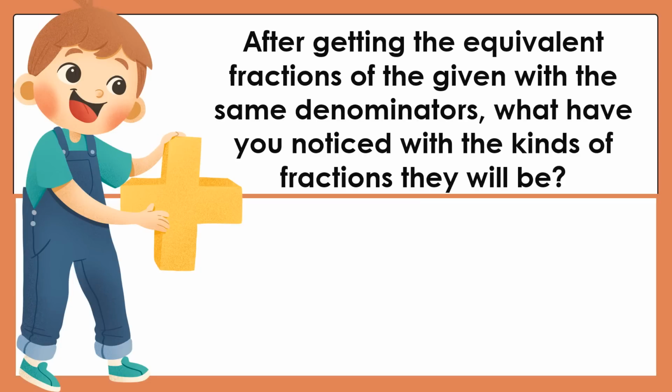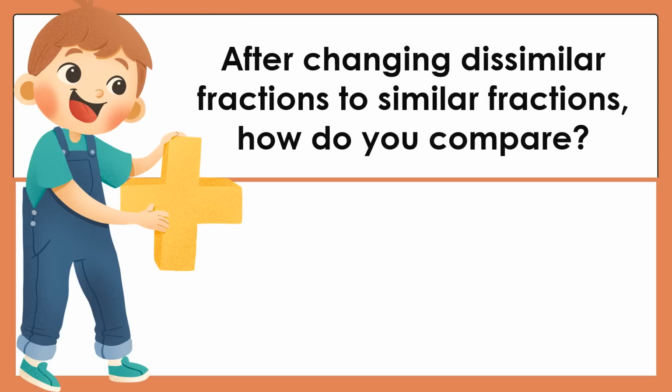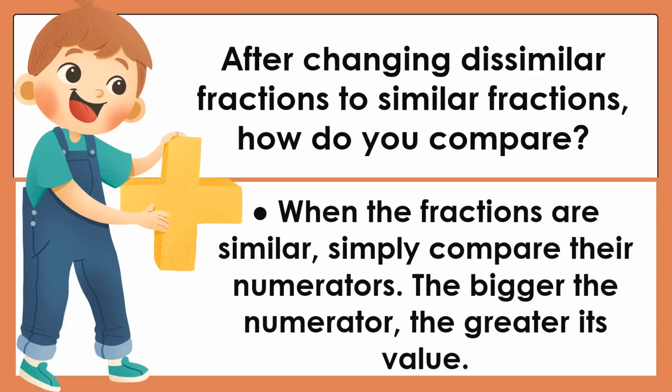After getting the equivalent fractions of the given with the same denominators, what have you noticed with the kinds of fractions they will be? The answer: getting the equivalent fractions of the given with the same denominators is the same as changing the dissimilar fractions to similar fractions without changing the given fractions' values. After changing the dissimilar fractions to similar fractions, how do you compare? When the fractions are similar, simply compare their numerators. The bigger the numerator, the greater its value.